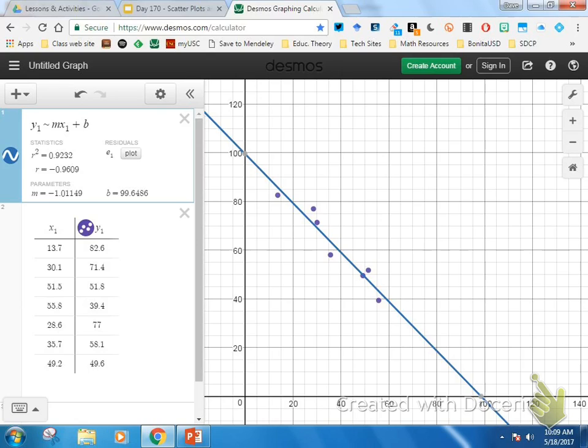Okay, so now look at this. It gives us some information. It gives us an R value right here. You see our R value, negative 0.96, and our slope is negative 1.01149, and our y-intercept is 99.6486. So I'm going to write these down on the side of my piece of paper. Can you all write these 3 things down? R value, our M, our slope, and our B. Okay, write that down.